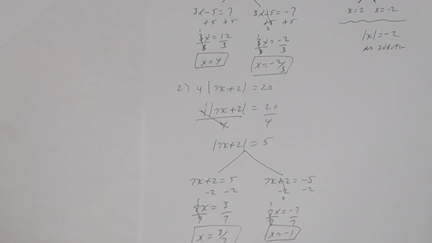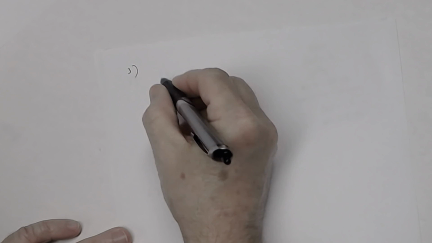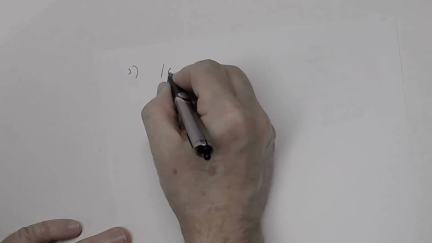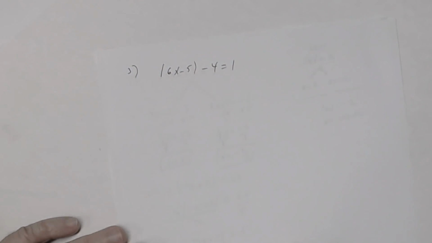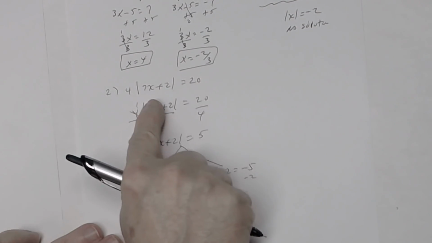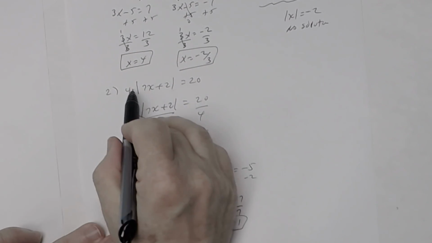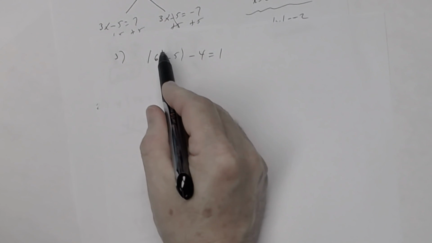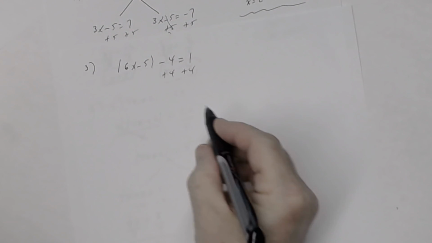Number 3. We have the absolute value of 6x minus 5 minus 4 is equal to 1. All right, just like the previous problem when we talked about it, we needed to get that absolute value expression by itself. So I needed to divide both sides by 4 because this right here means multiplication. Over here, though, to get this absolute value expression by itself, right now I'm subtracting 4. The opposite is to add 4. So the first thing you have to do is add 4 to both sides.